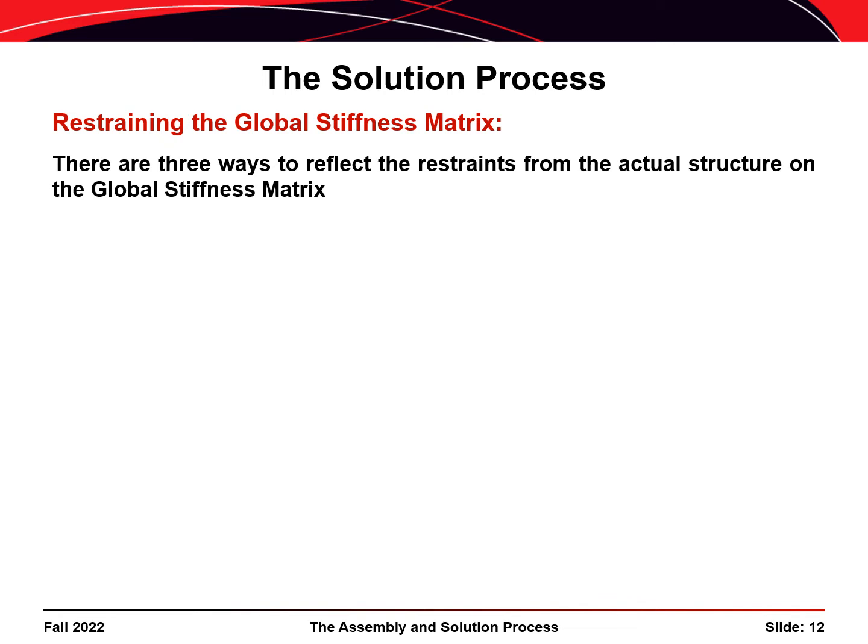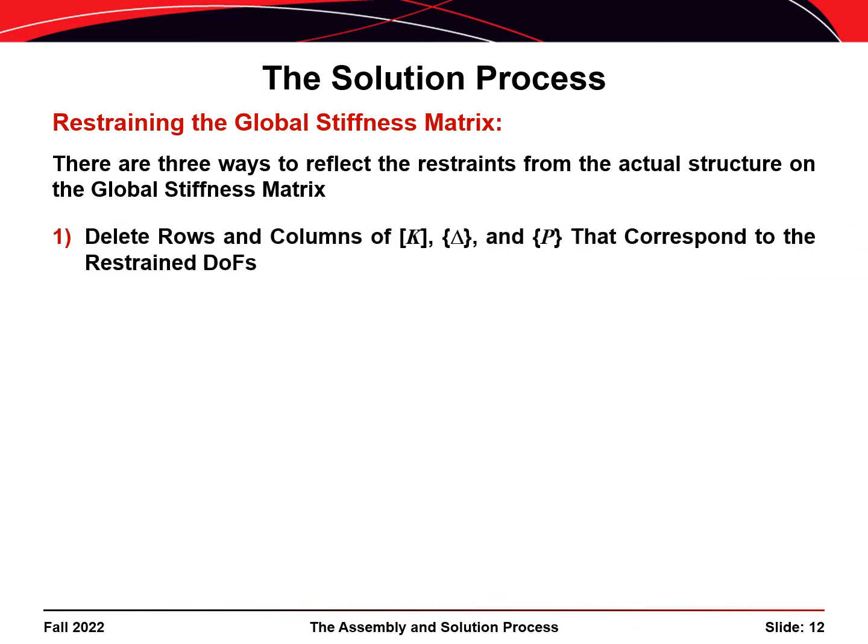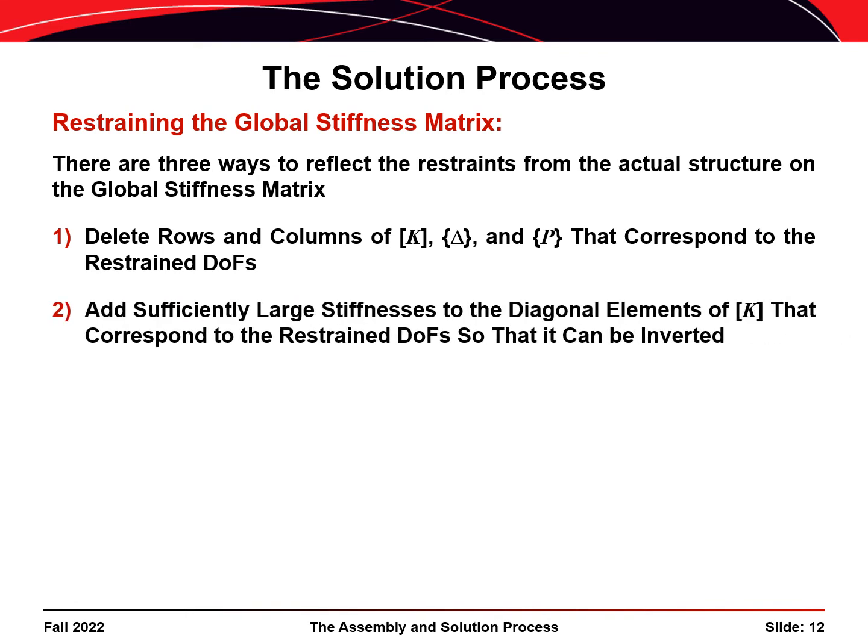There are three basic approaches in the direct stiffness method to restrain the global stiffness matrix. That is, to reflect the physical supports of the actual structure on the global structure stiffness matrix. The first method is to delete the rows and columns of the stiffness matrix K, displacement vector delta, and load vector P that correspond to the restrained degrees of freedom in the structure.